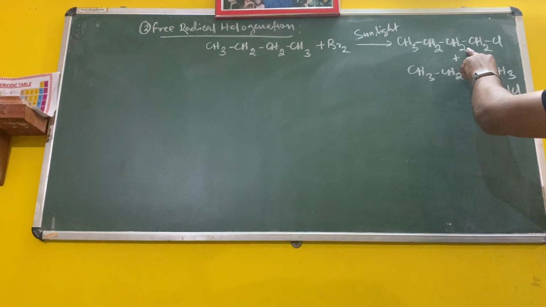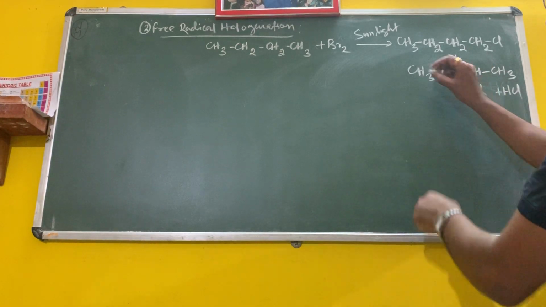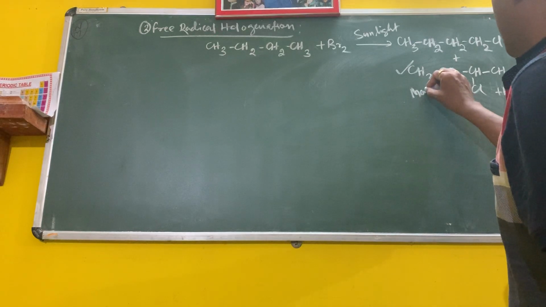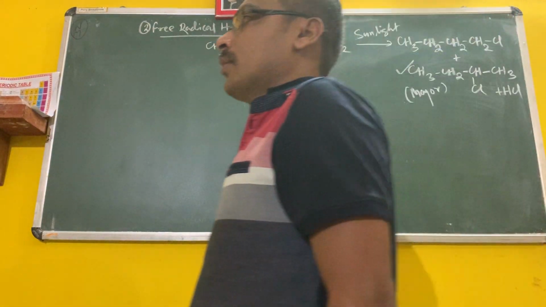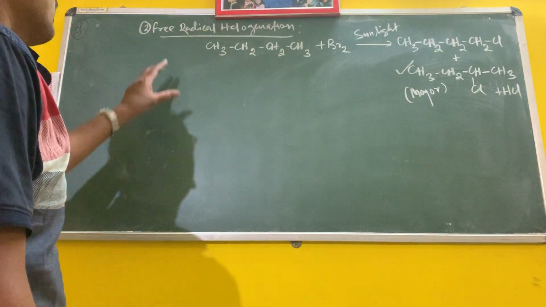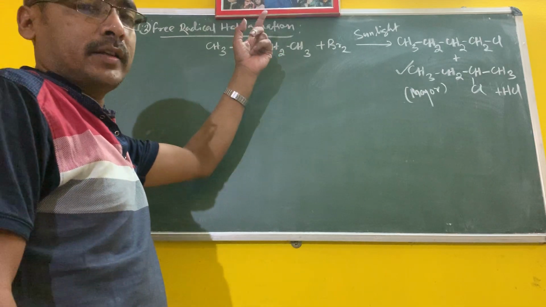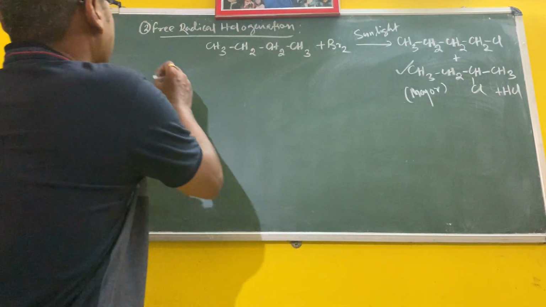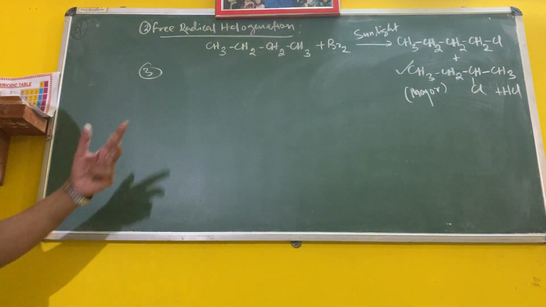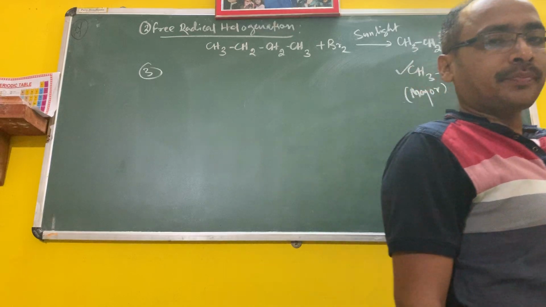This one is your primary alkyl halide. This one is your secondary. Which one is more stable? Secondary alkyl halide. This one is the major product. Why? Because you know the secondary carbocation is more stable. Similarly for free radical halogenation, you can take butane, pentane, hexane like this with Br2 or Cl2. Then third, after these two preparations, is the electrophilic substitution reaction.